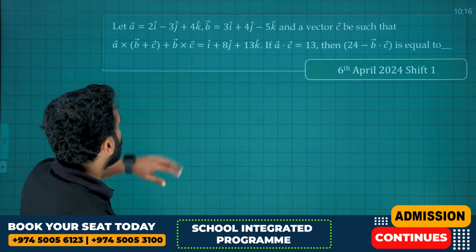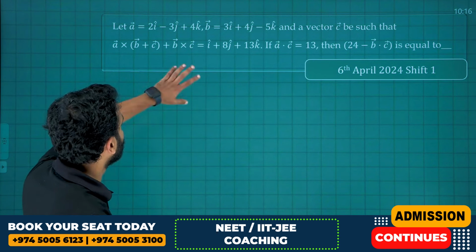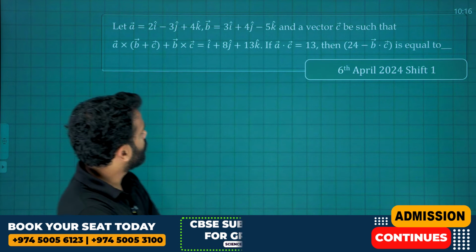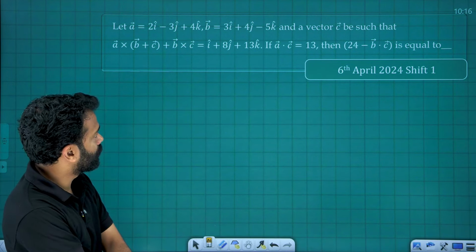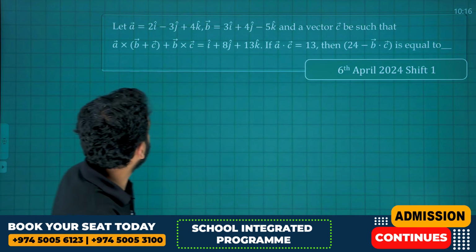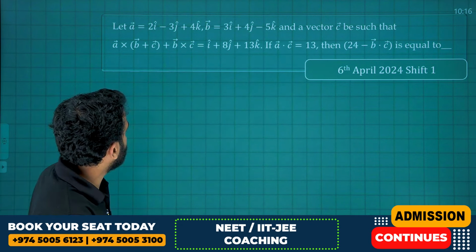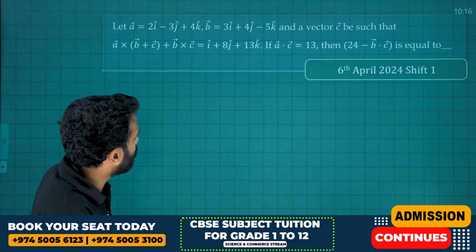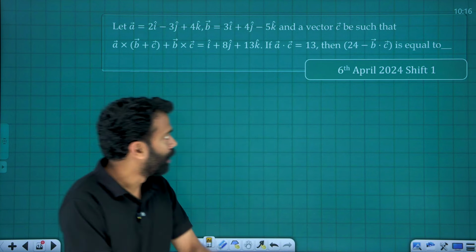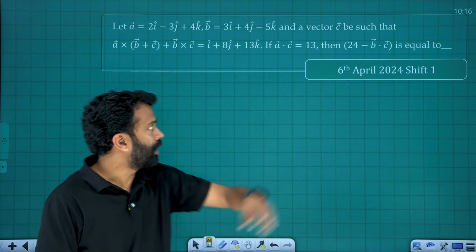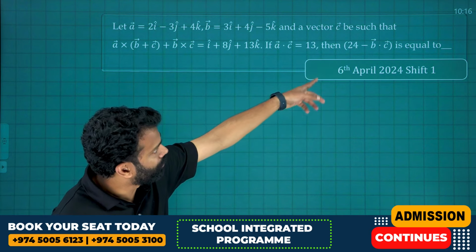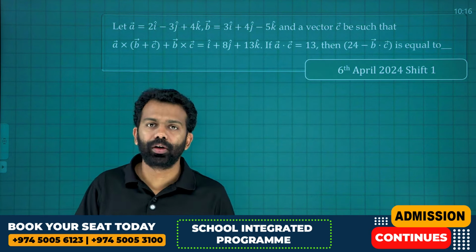Okay, another question. Vector A is equal to 2i minus 3j plus 4k, vector B is equal to 3i plus 4j minus 5k, and vector C such that vector A cross vector B plus vector C plus vector B cross vector C is equal to i plus 8j plus 13k. They have given you the additional information that vector A dot vector C is equal to 13, and then you need to find 24 minus vector B dot vector C.